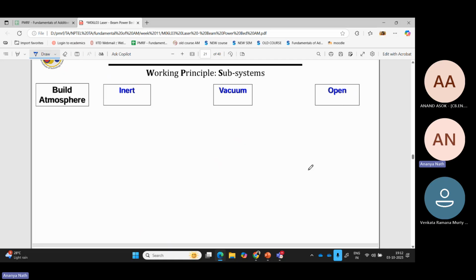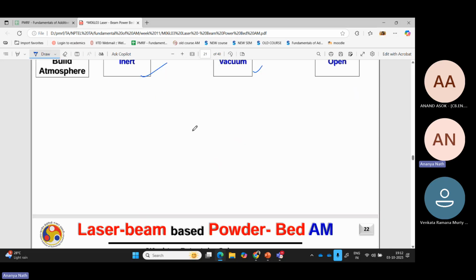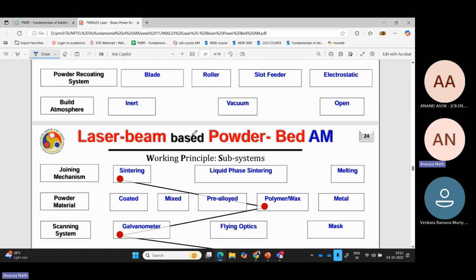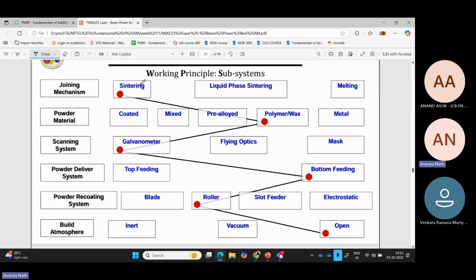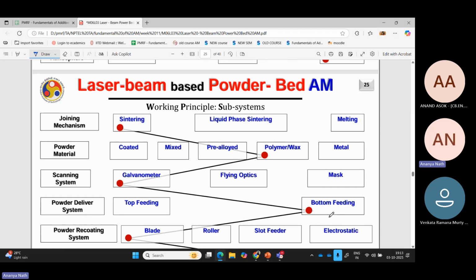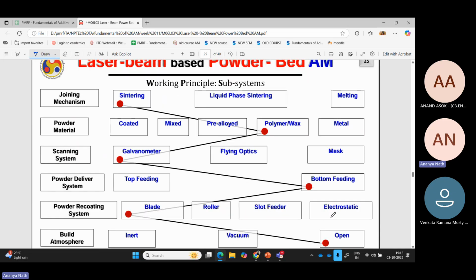Filled atmosphere; open is not even an option. It's not recommended to use open systems. Vacuum is important for EB, and inert atmosphere is used for LPBF, laser beam. Then we have the subsystems. Sintering for polymer, galvo scanner, bottom feeding, roller, and open environment is there, but it's not recommended. It can be a very old machine, but these days open environment PBFs are not very common.